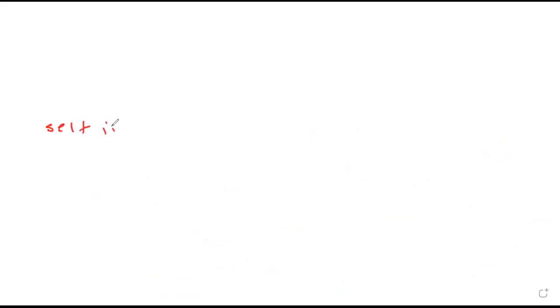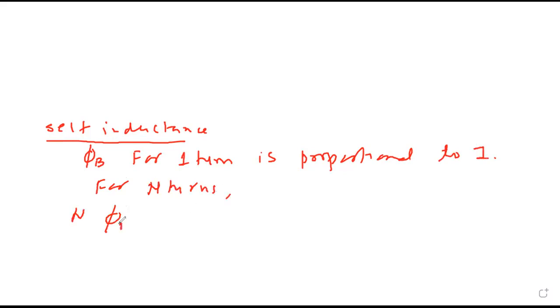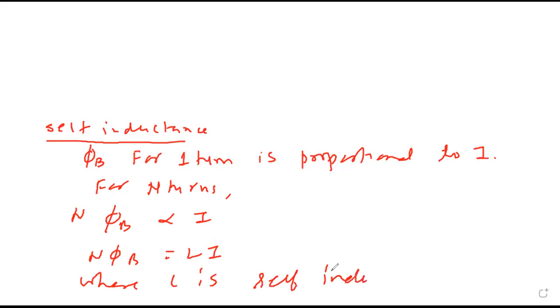Self inductance. Flux due to magnetic field for one turn is proportional to I. So for n turns, phi into n is directly proportional to I. So total flux is L I, where L is self-inductance.